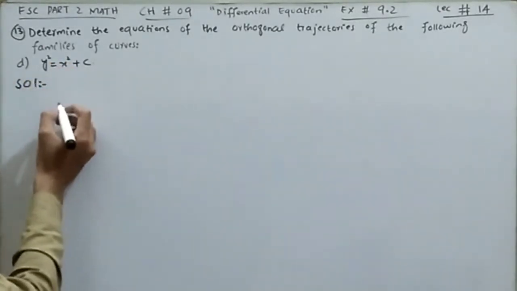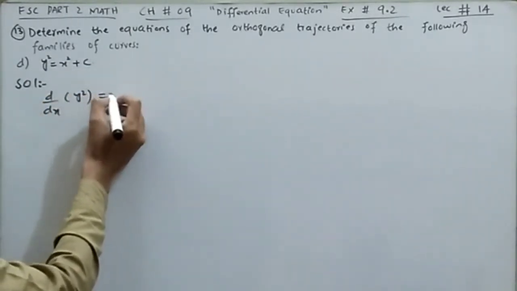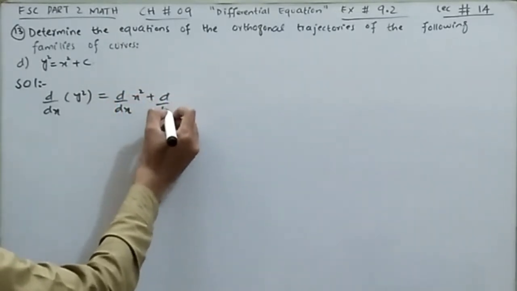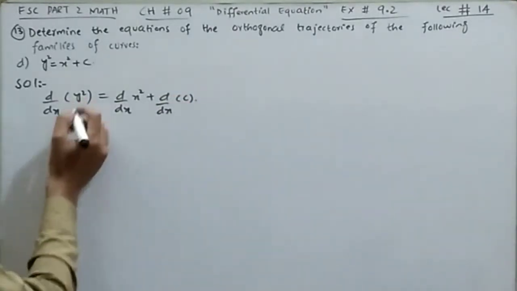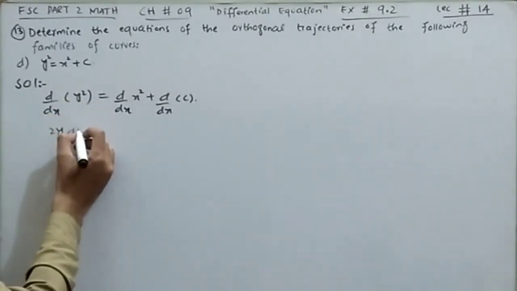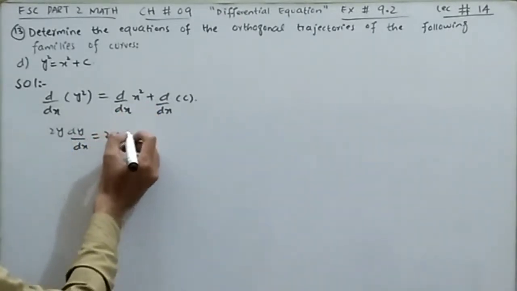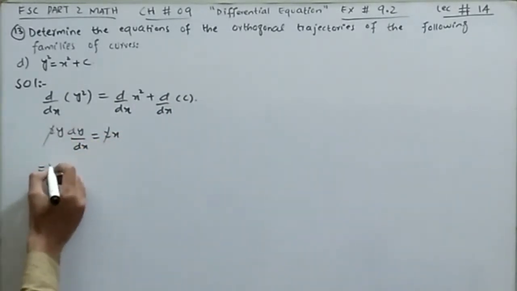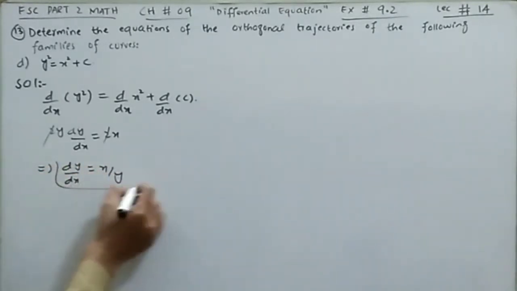Taking the derivative of y square with respect to x, and also the derivative of the right hand side with respect to x. On the left hand side, the derivative of y square is 2y, and y is an inner function, so it becomes dy over dx, which is equal to the derivative of x square with respect to x, which is 2x, and the derivative of c is 0 because it is a constant. 2 cancels with 2, so the required derivative dy by dx is x over y.